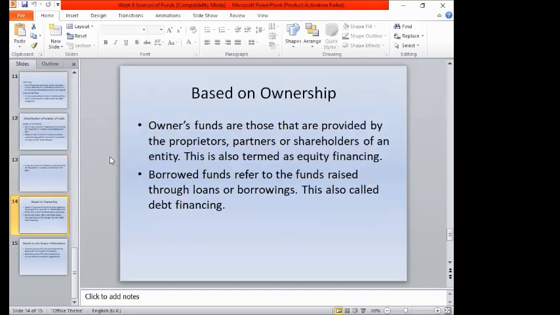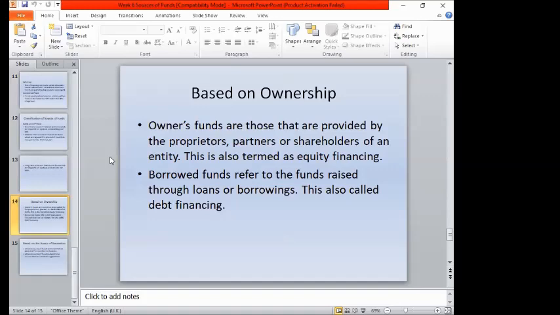Okay? And we also have the classification of sources of funds based on ownership. We have the owner's funds and the borrowed funds. The owner's funds are the funds provided by the proprietors, meaning investment or cash on hand or properties which are going to be used as investment for the business, out of the owners' own pocket. Take note, own pocket.